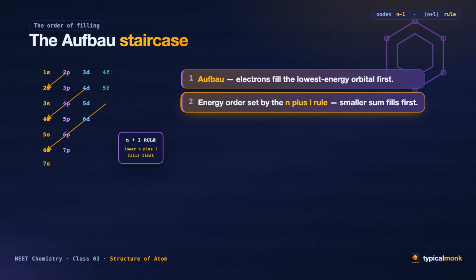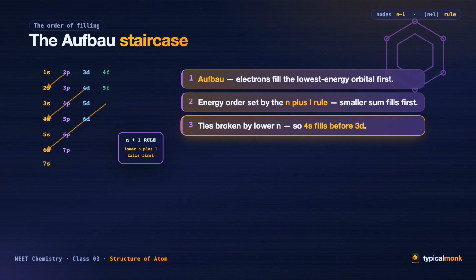Second, how do we know which orbital is lower? By the n plus L rule. For each orbital, add n and L together, and the orbital with the smaller sum fills first. For 4s, n plus L is 4 plus 0, that is 4. For 3d, it is 3 plus 2, that is 5. 4 is smaller, so 4s wins. Third, when two orbitals tie on n plus L, the one with the lower n fills first. This is exactly why 4s, though it comes later in name, fills before 3d.